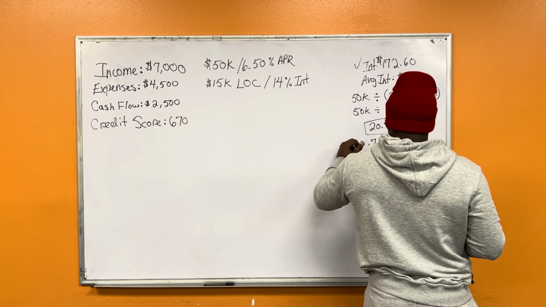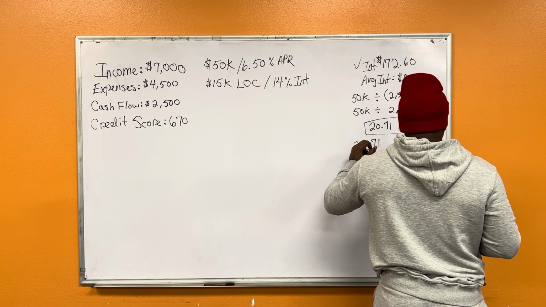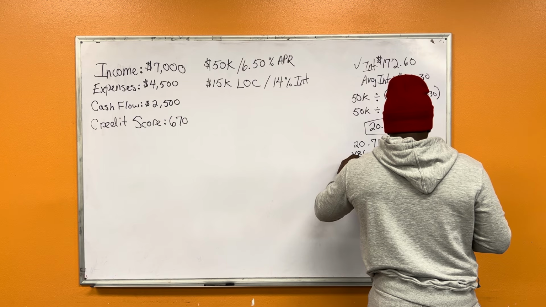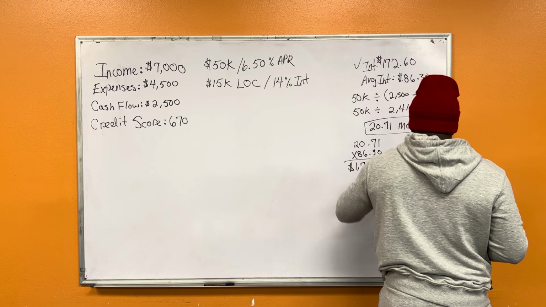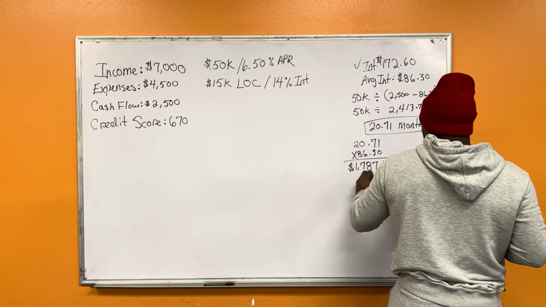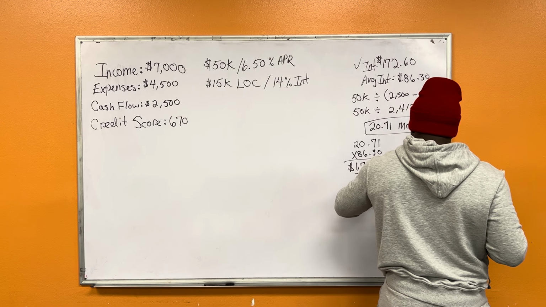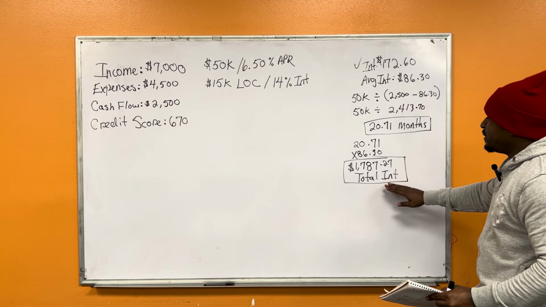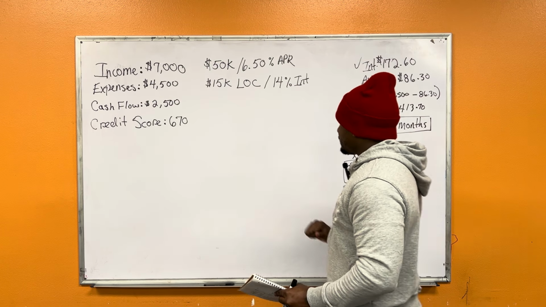So we got 20.71 times 8630, right? And when you multiply that, you come up with $1,787.27. So that is what we're paying in total interest. This is what we're paying in total interest when it comes to the personal line of credit, right?